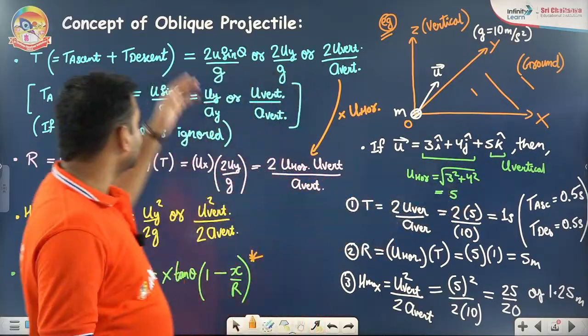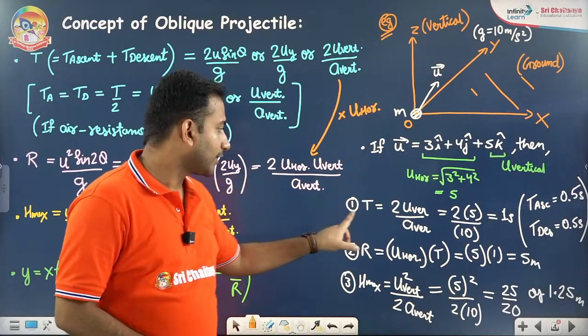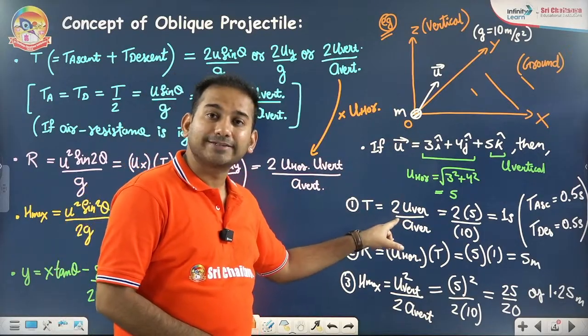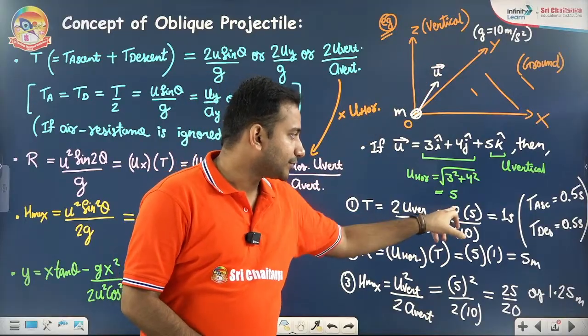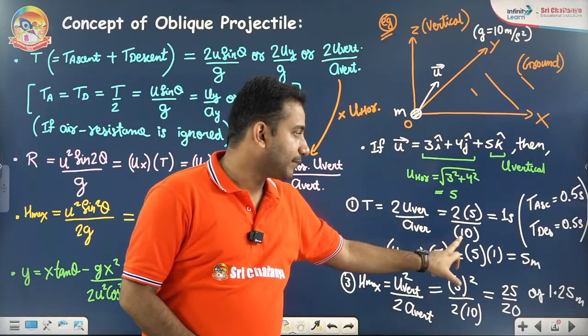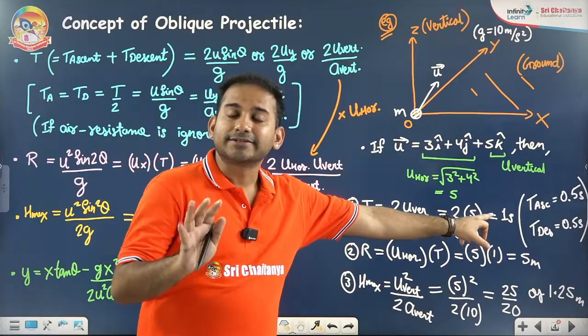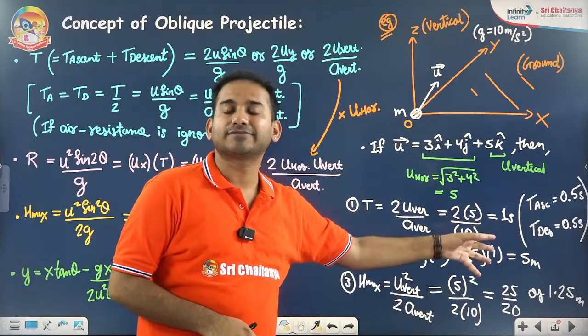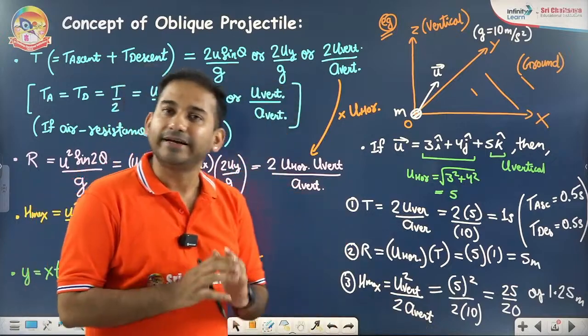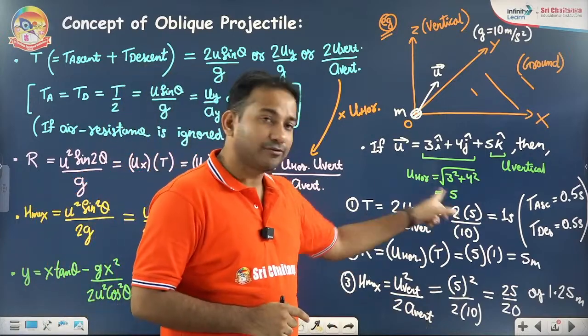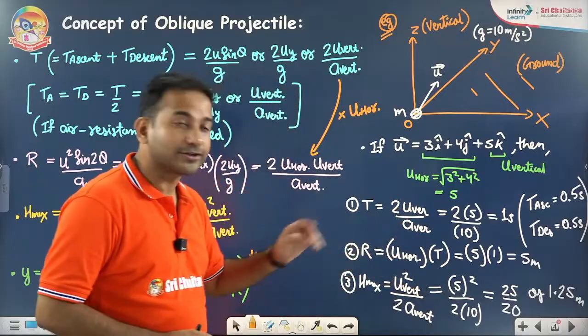Now if they are asking you the same thing in three dimensions, you can write it as t is equal to twice of u vertical by a vertical, where a vertical is g. So you just substitute it as 2 into u vertical 5 by 10, you get 1 second. Since air friction is ignored, half of this 1 second means 0.5 second will be ascent and 0.5 second will be descent. Once you get this time of flight, you are supposed to multiply it with u horizontal.